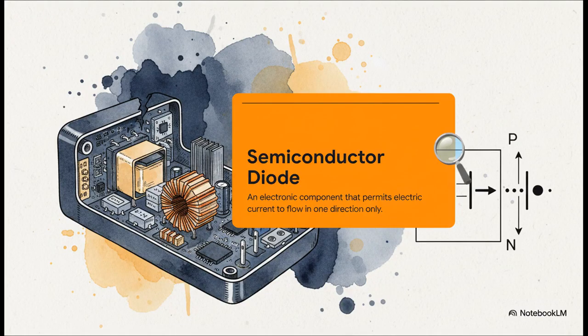A diode is, for all intents and purposes, a one-way street for electricity. Think of it like a valve. Current can flow through it one way, no problem. But if it tries to turn around and flow back the other way, nope, the gate slams shut. And this one-way property is exactly what we need to tame that alternating current.